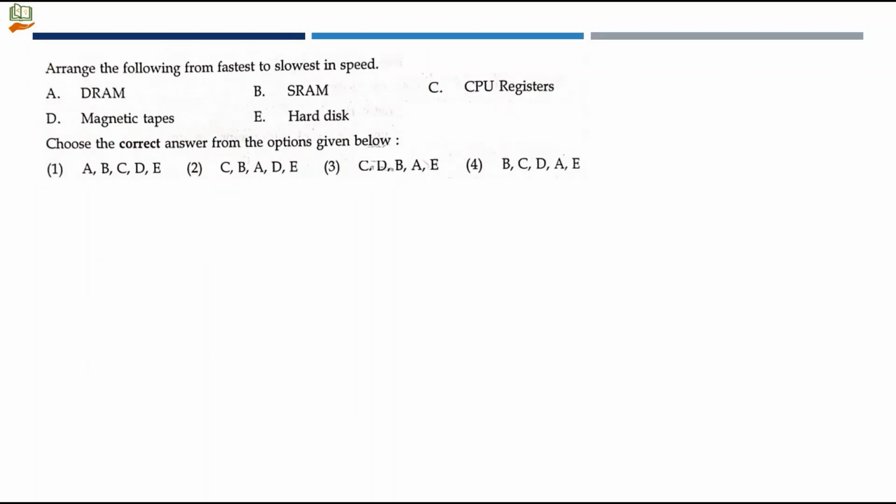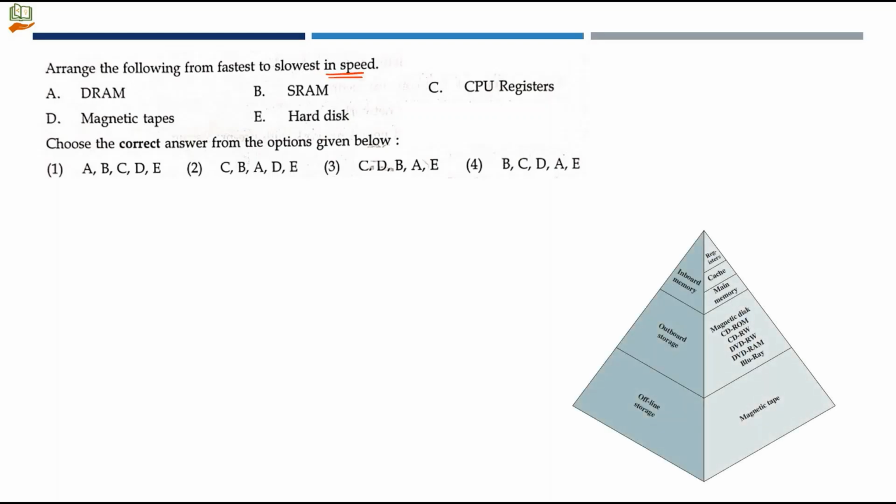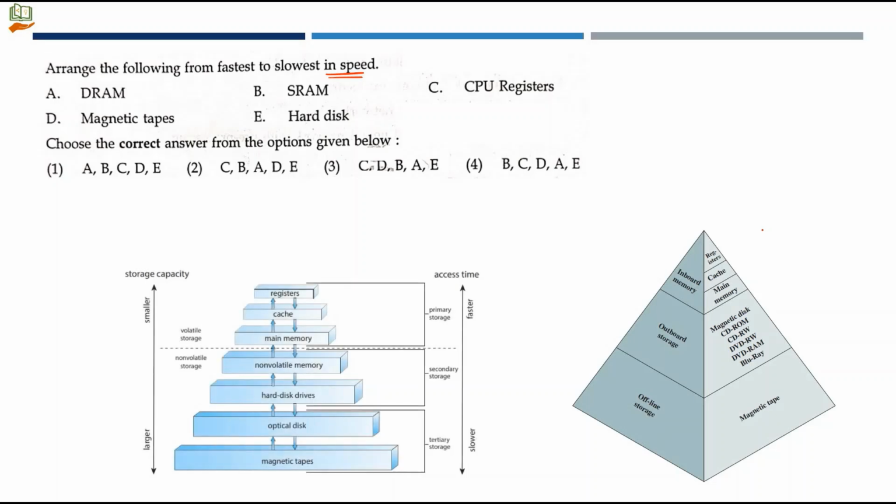Next question, arrange the following from fastest to slowest in terms of speed they have asked. Now let's see a memory hierarchy diagram from one of the books. Tape is here, disk is here, main memory is here, cache is here and registers are here. Along with that, they have given with respect to storage capacity and with respect to access time. So access time is where we have fast and slow access. That will actually define the speed. CPU registers are present in the top. So they will be the fastest in speed. Even when you take the access time, they have the term faster.